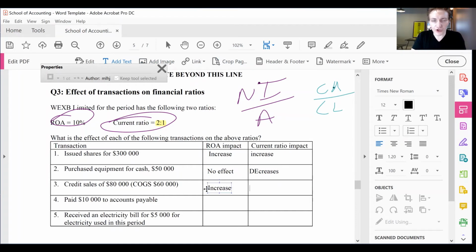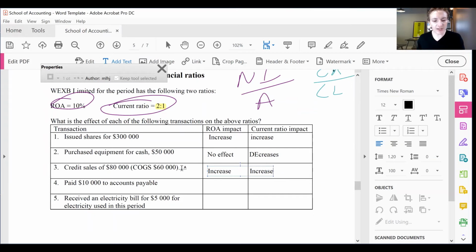For the current ratio, what will have happened? Well, for the current ratio, we've cut down our inventory by 60K. Inventory is a current asset, so therefore inventory, a current asset, has decreased. However, offsetting this, we've got $80,000 in accounts receivable, which is a current asset as well. So the current ratio would also increase. So our current ratio and our ROA also go up.